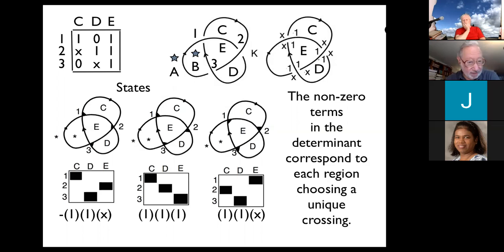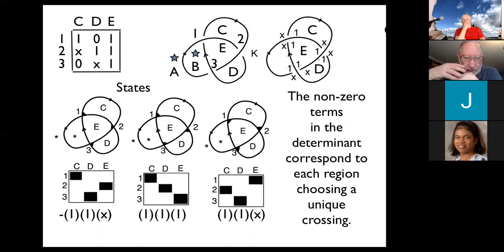Now, up here in the upper left, I have written the determinant that I have in mind. This is a slightly different diagram, so you can compare again. I've eliminated A and B, and I have C, E, and D, and crossing numbers 1, 2, and 3. And I have shown you on the upper right the Alexander labels on those crossings. So you might take a look up there. Bear with me and take a look.